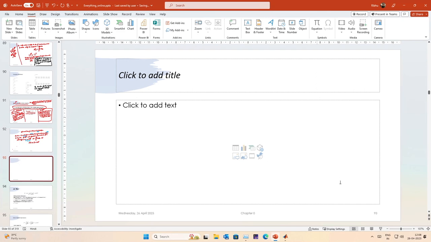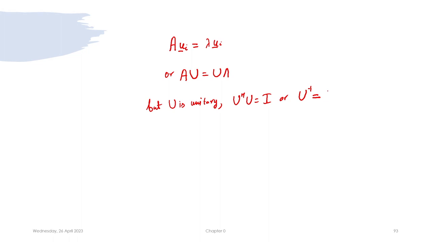So, A u_i equals lambda_i u_i, or A U equals U lambda. But since U is unitary, U Hermitian U equals identity, or U inverse equals U Hermitian. So, pre-multiplying on both sides by U Hermitian, we get U Hermitian A U equals lambda, or A equals U lambda U Hermitian. So, this is the result that we have.